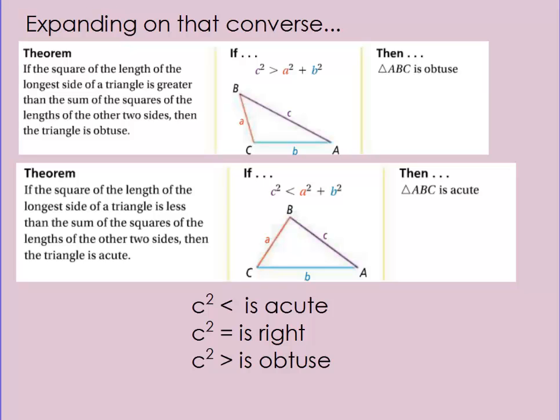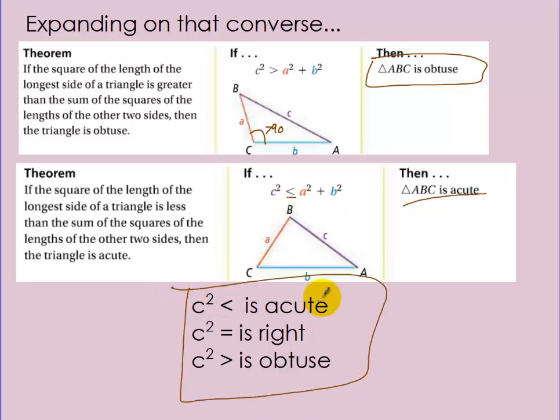Two others expanding on that converse are kind of neat. If you have inequalities, so c squared is greater than a squared plus b squared, this angle c right here is going to be bigger, so this actually forms an obtuse triangle. That means one of these angles, this angle c, is greater than 90. Now if c squared is less than a squared plus b squared, then you have an acute triangle. That means all these angles are less than 90 degrees. A way to summarize this is right here. If c squared is less than, it's acute. If it's equal, it's right. If it's greater than, it's obtuse.